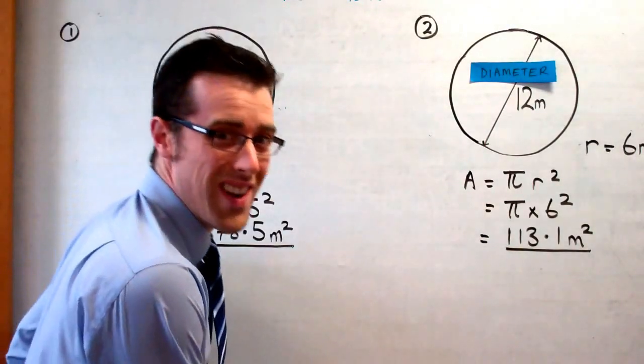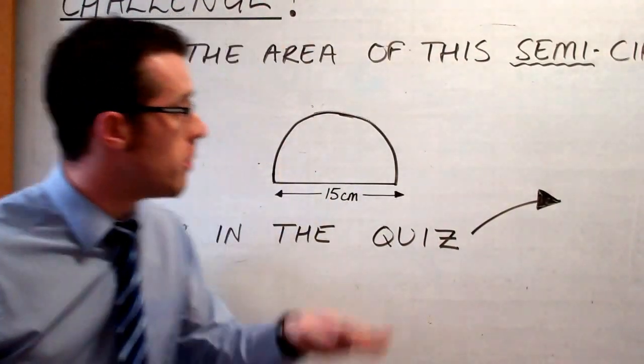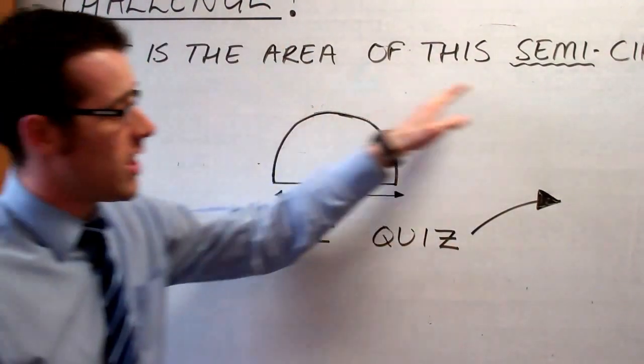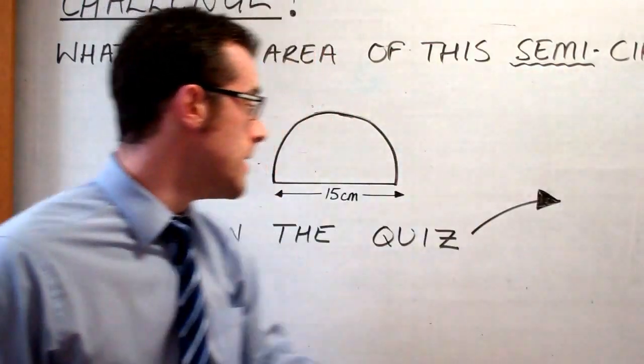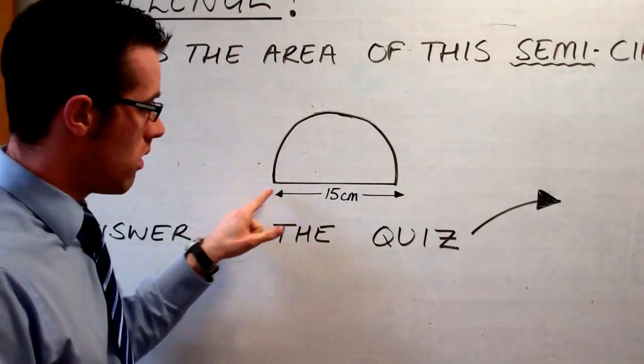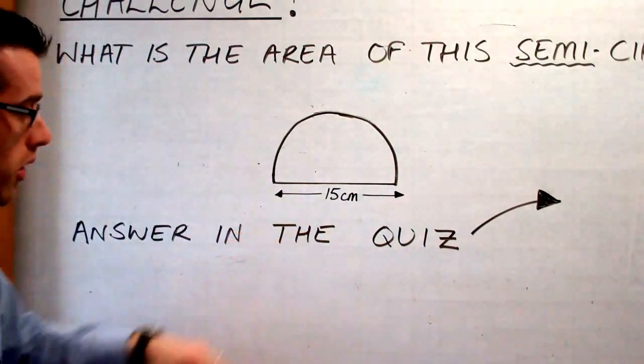Alright? So next, what I want you to do is to look at this challenge example. So what we're going to do is we're going to find the area of the semicircle. Now semi in maths means half, so semicircle. We can see that it's got 15 centimetres across here. I'm not going to tell you whether that's diameter or radius, you have to work that out for yourself.